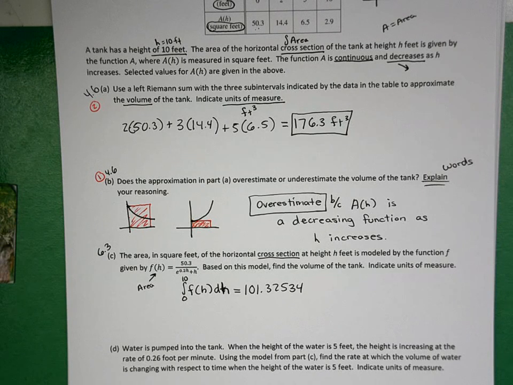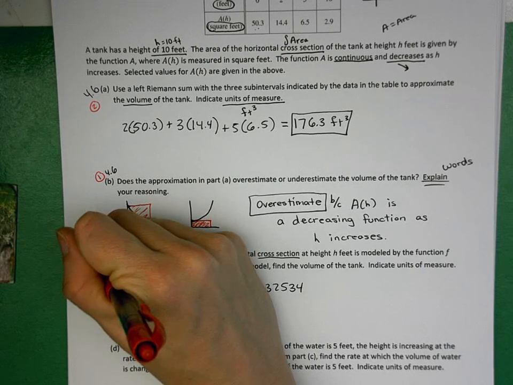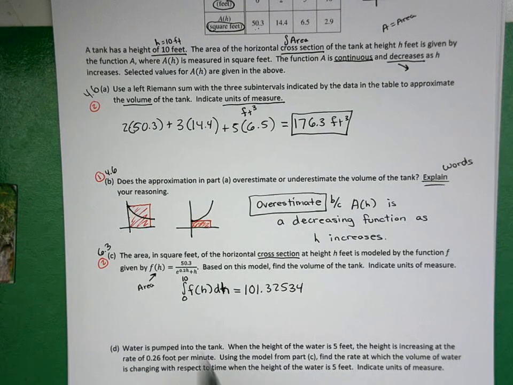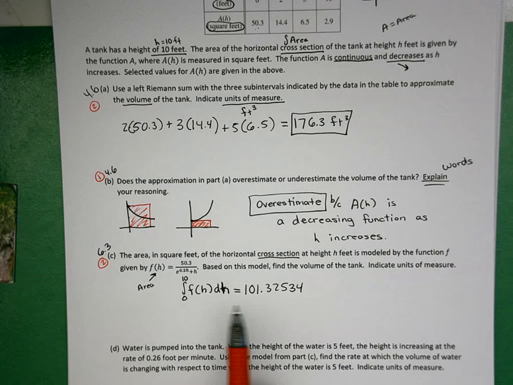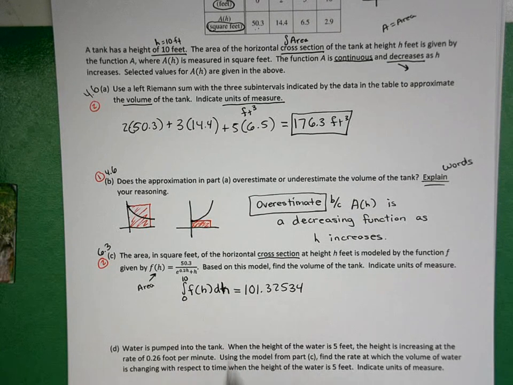I'm more than happy to either make a separate video plugging into your calculator if you would like, so you can check that, or you can take a picture of your calculator and send it to me, or whatever the case may be. But 101.325 is what you should get. And this was worth 2 points. One was for your integral, setting it up. And then one is for the answer, which is kind of funny because it's a calculator one, so as long as you've plugged it in correctly, you should get that second point.